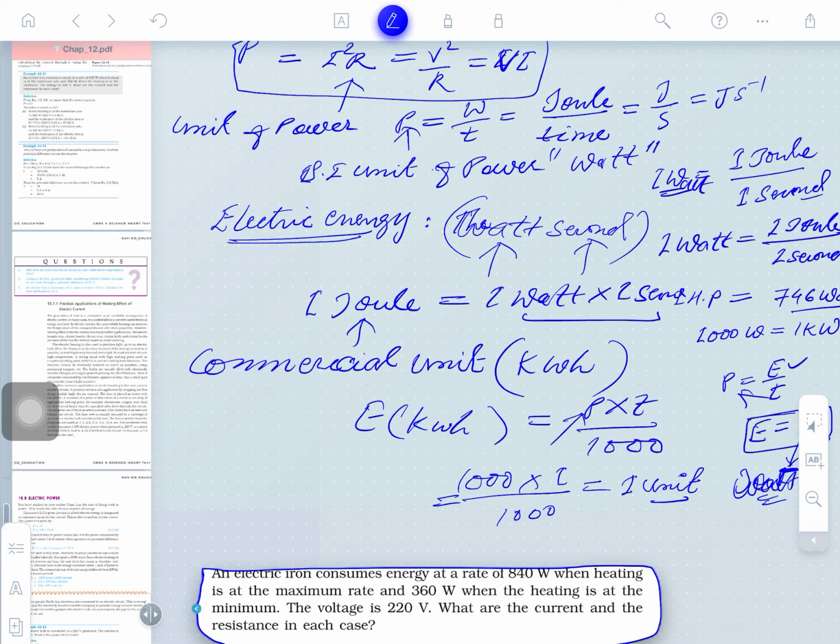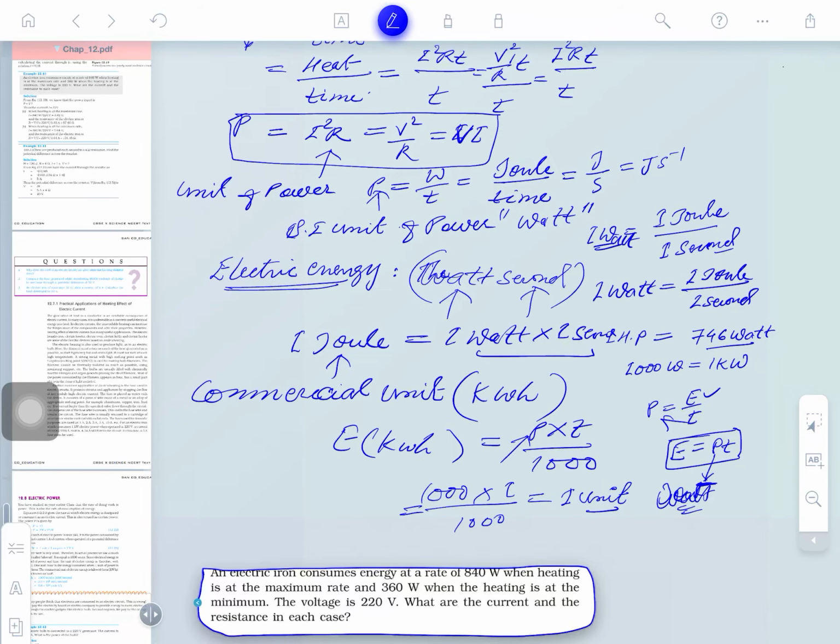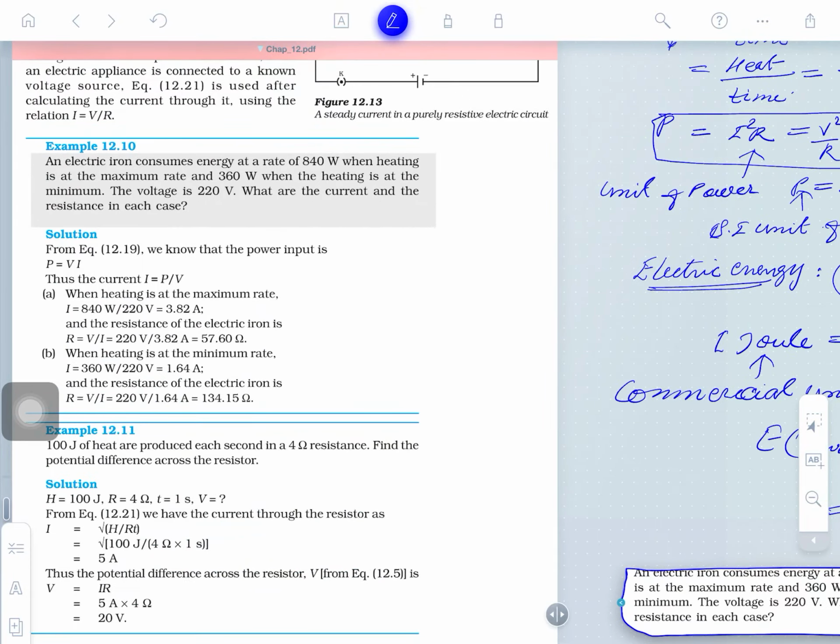So, when a 1000 watt bulb or 1000 watt appliance runs for an hour on the given voltage supply, this is called 1 unit. Clear guys? Well understood? This is an important concept of the chapter. We will remember this also. It will help you in calculating the questions. Now we are solving the next question.